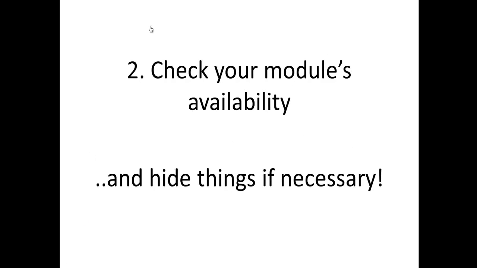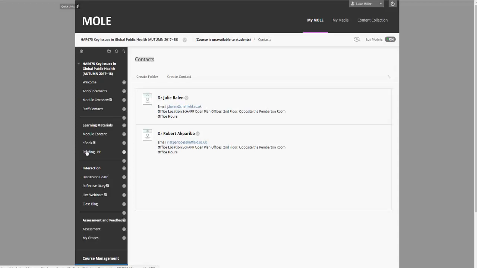Secondly, check that your module is going to be available, and I'll show you how to check that in just a second, and also hide things if you don't want them to be viewed by your students straight away as soon as they log in. So first let's check, I'll show you how you check the module availability. Okay, so by default they should all go live on the 17th of September at 23:59 I believe, which is the night before intro week starts.